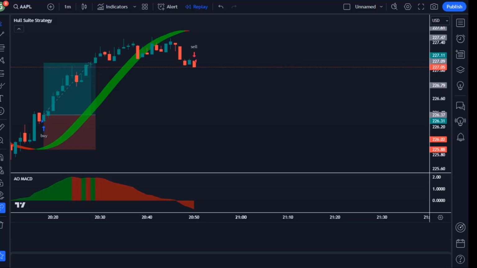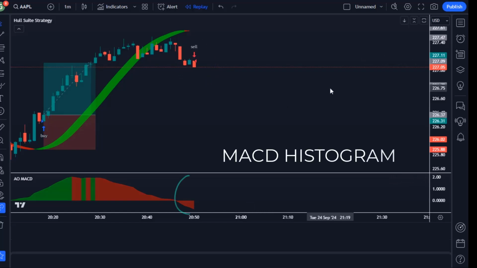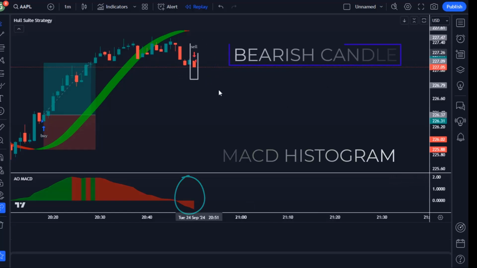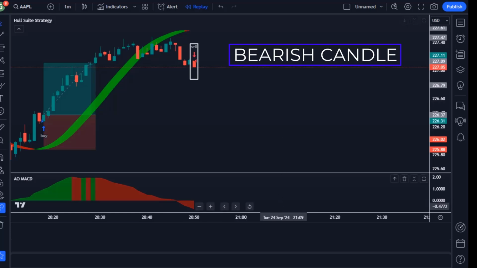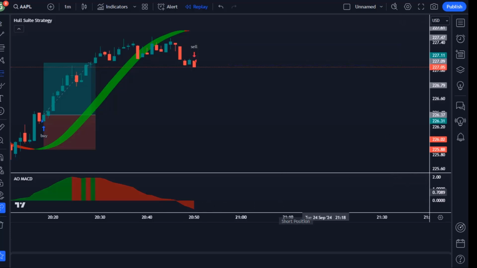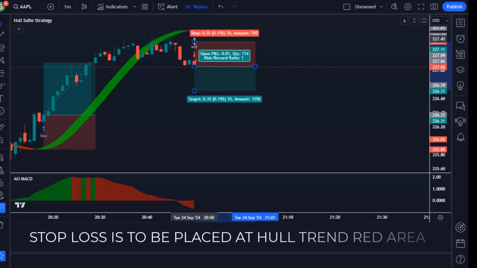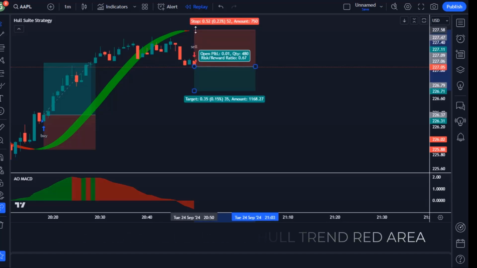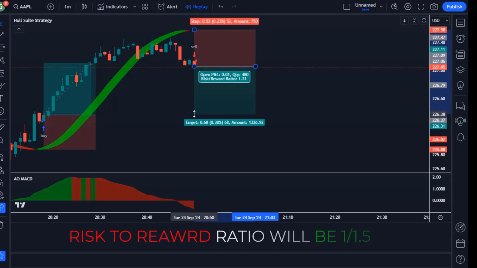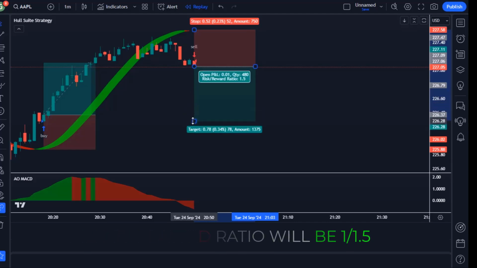We have got the signal. Here the Hull Suite indicator gives us a sell signal. Here the MACD histogram is red area. Here the market has made a bearish candle to give confirmation. So all our conditions are being fulfilled, so we are placing an order to sell. Our stop loss is to be placed at the Hull trend red area, and the risk to reward ratio will be 1:1.5. Let's see what happens to our trade.